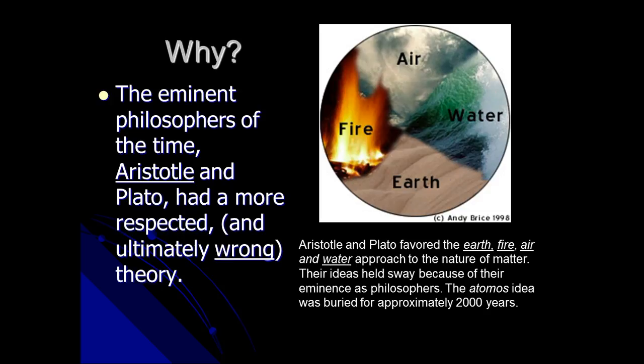Unfortunately for Democritus, he lived in the time of Aristotle and Plato. And those philosophers were much more respected, and ultimately their theories on how the world was made up prevailed. So Aristotle and Plato favored that everything in the universe was made up of one of the four elements: air, fire, water, earth, and that different combinations of these made everything. If you ever played the game Alchemy on your smartphone, you'll know that it starts with these four elements, and you can seemingly make everything from them.